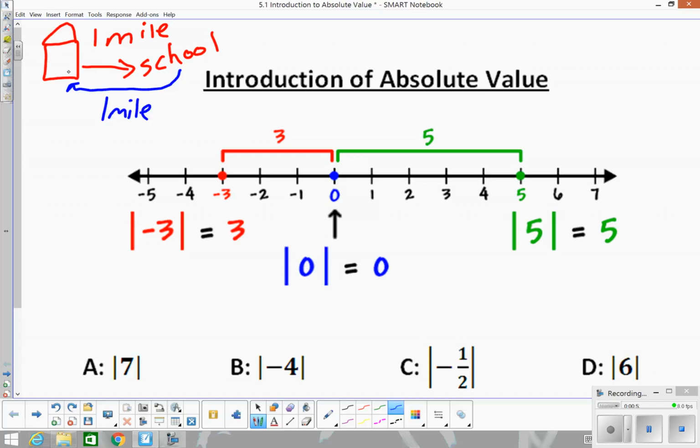So it doesn't matter if you start at point A and walk to point B, or if you start at point B and walk to point A. It's still the same distance. So that's what we're talking about when we talk about absolute value. So let's look at a number line.